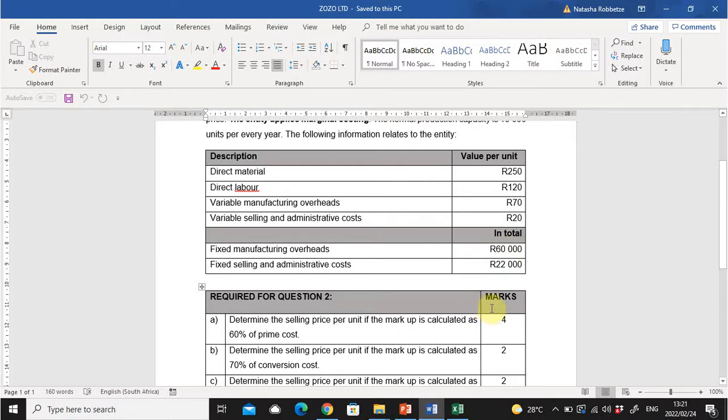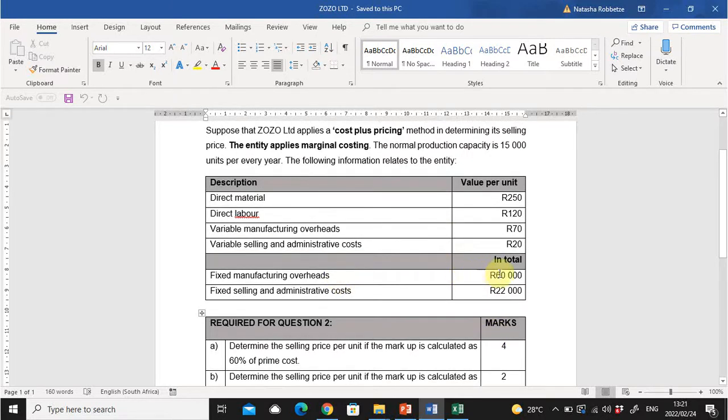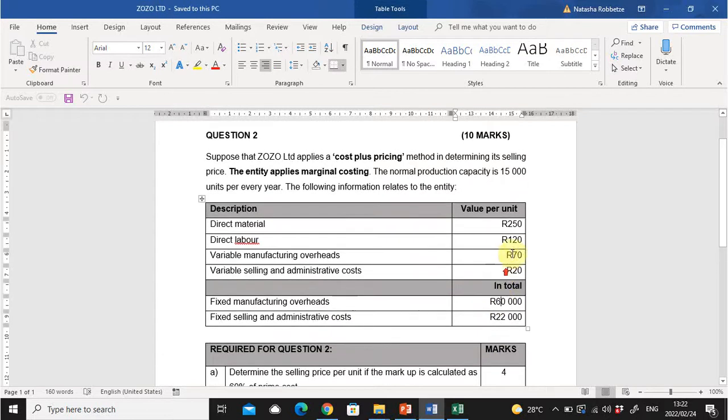That does not make mathematical sense. So if I look at my manufacturing overheads, it's worth 60,000. And in the introduction, they told us that 15,000 units is the normal production capacity. So now we can go and determine what the manufacturing overhead would then be per unit?